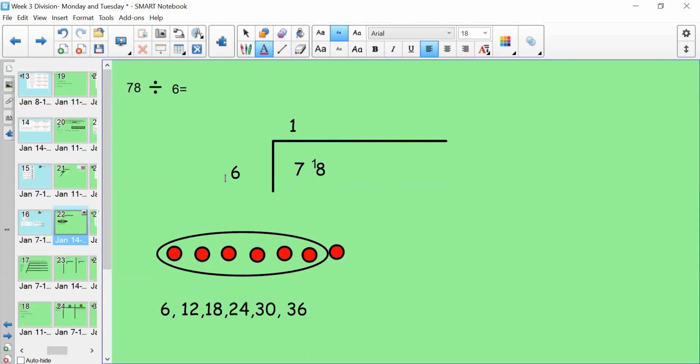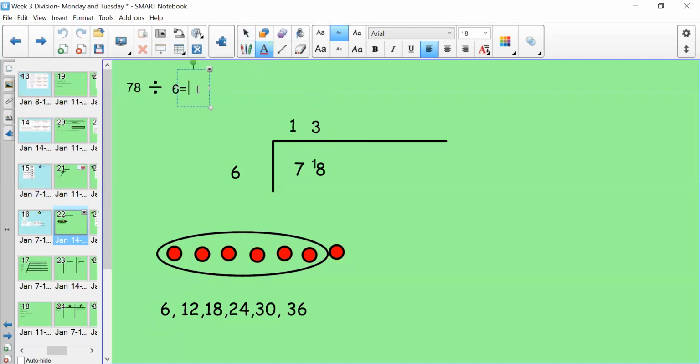And then we can say, okay, 6 goes into 18, how many times? And then we can look underneath and we can see 6, 12, 18. So it goes in 3 times. So then our answer is 3. And make sure again it goes above the ones column. Okay, so now in total, our final answer is 13.